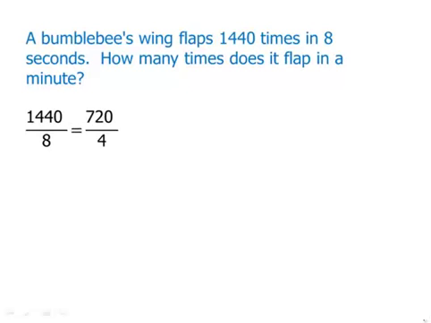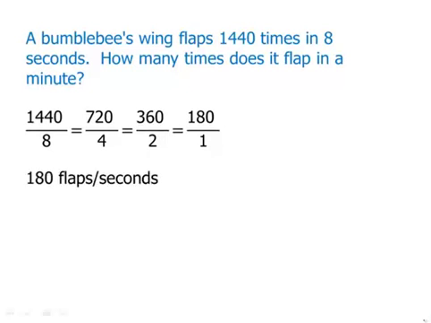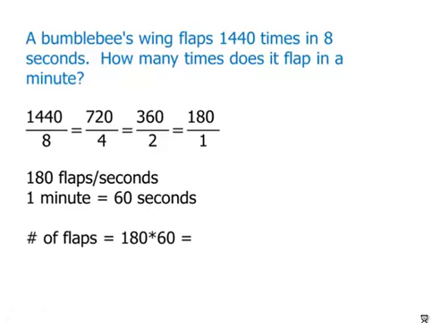Then I'm going to divide by 2 again. That gets me down to 360 over 2. And then I'm going to divide again. That's going to get me down to 180 over 1. So there are 180 flaps in 1 second. Well, we want the flaps in a minute. So clearly, what we're going to have to do is multiply by 60 seconds, because there's 60 seconds in a minute. So the total number of flaps is going to be 180 times 60.